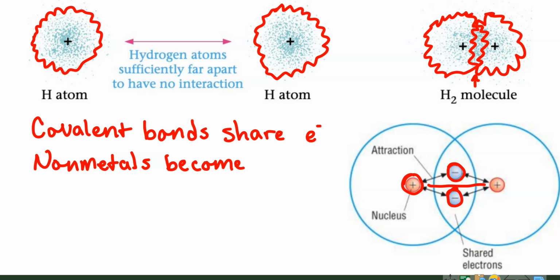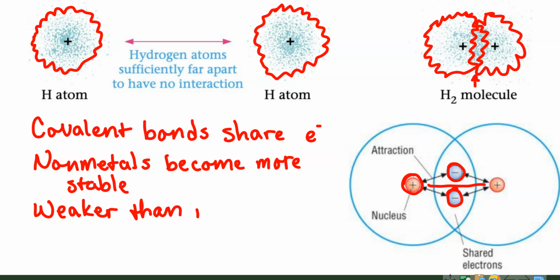Well, they become more stable. Let's say more stable, because some of them are not very stable, but they're more stable than they were before they bonded. Now, it usually occurs between nonmetals. These are covalent bonds, and they are weaker than ionic bonds. Now, what that means is that it's easier to overcome the attraction between the nonmetal atoms than it is between the ions.